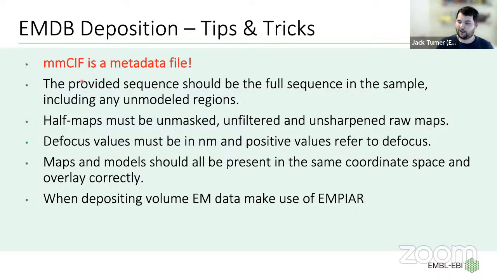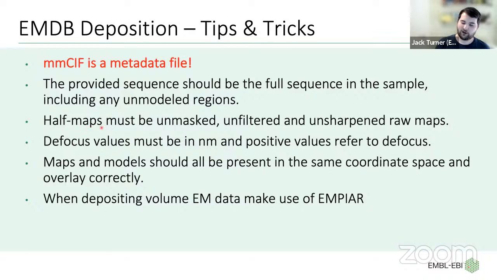The second one here is more for when you've got a coordinate model, but you can also provide sequences for map-only entries, including tomograms, if it's got an entity in it that you want to provide the sequence for. It's worth noting that the sequence should be the full sequence in the sample, including any unmodeled regions. So often when people deposit, they see that they need to provide a sequence, and they provide the sequence that they've modeled. Actually, you want to provide the full sequence because we're going to match this to the UniProt ID, and that allows us to accurately match that.